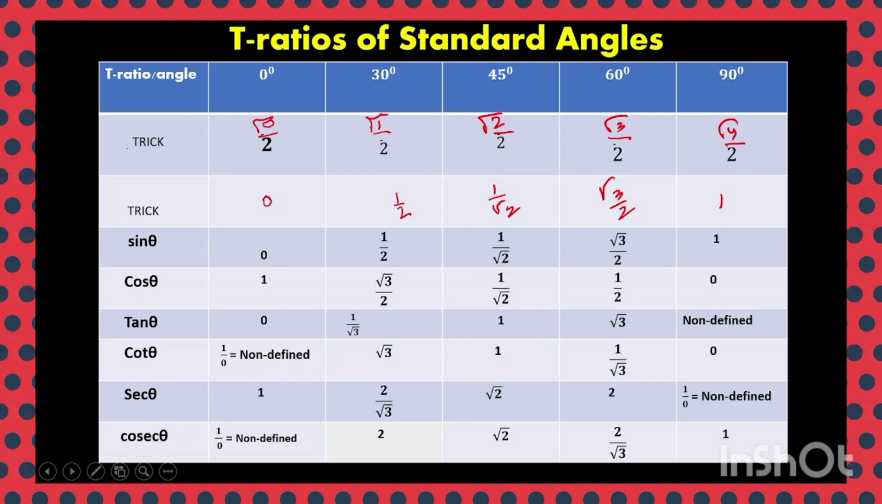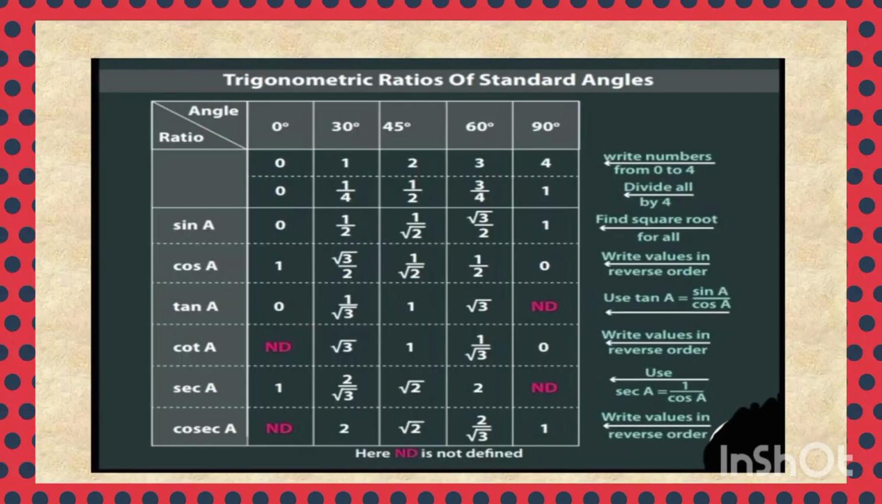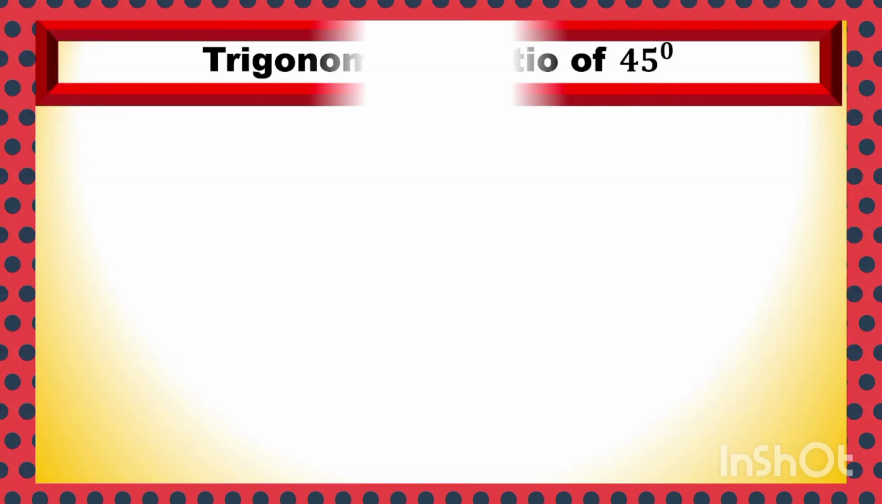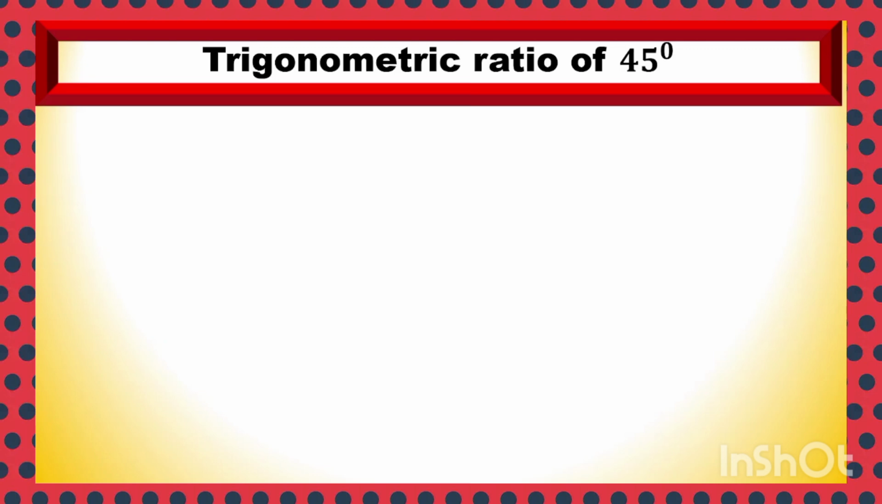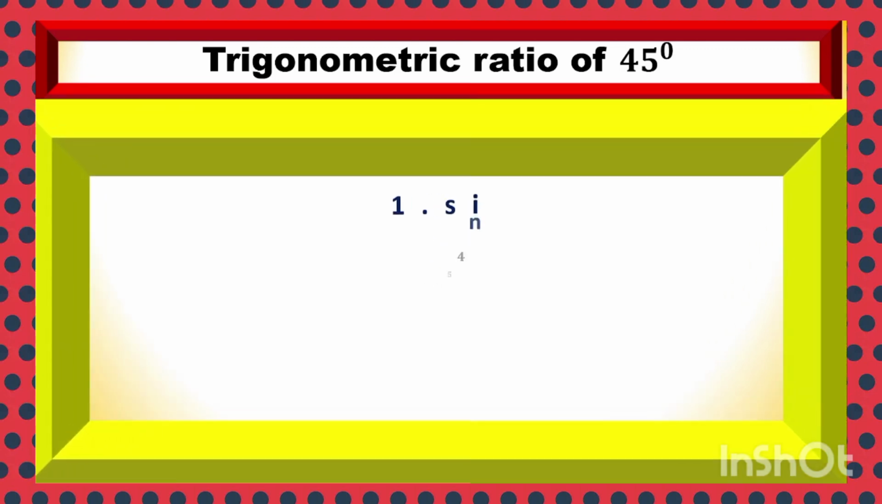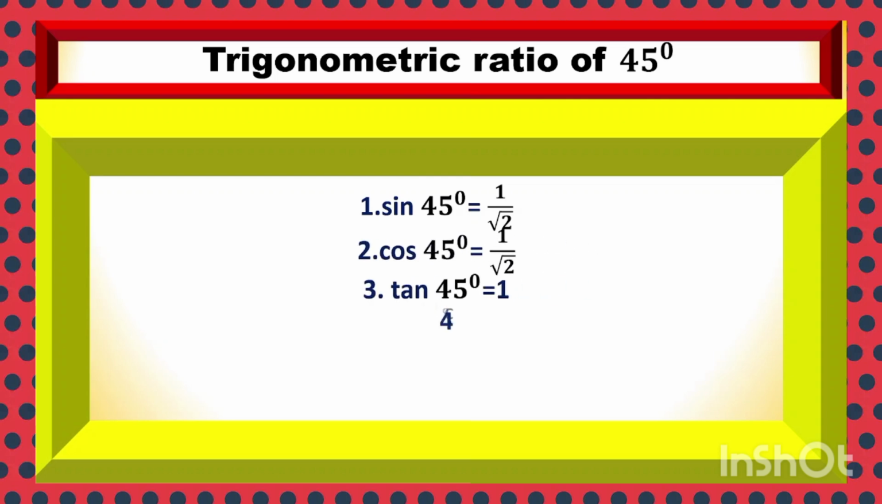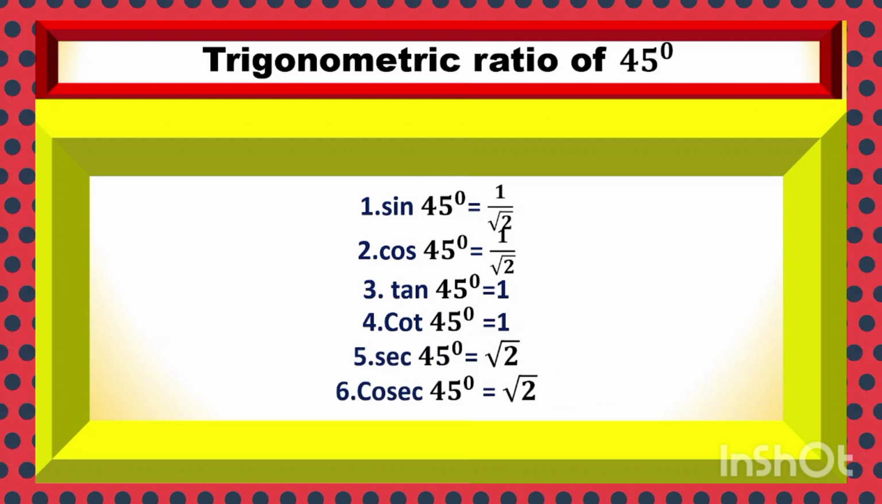One interesting table with the help of which you can find out all trigonometric formulas of standard angles, and which can help in solving various problems of trigonometry. Trigonometric ratio of standard angle. Trigonometric ratio of 45 degree. Let us see here. Sin 45 1 by root 2, cos 45 1 by root 2, tan 45 1, cot 45 1, sec 45 root 2, cosec 45 root 2.